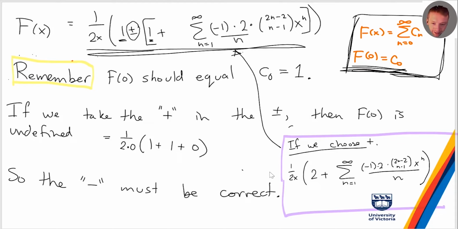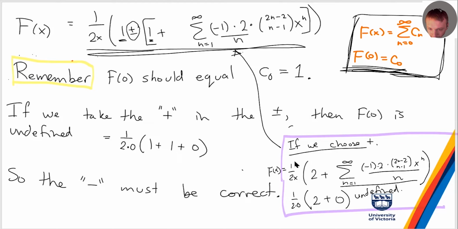But if f of x is this, then I claim that it's not going to be c0, and it's not even going to be defined. We're going to divide by 0, because if I plug in 0, I get 1 over 2 times 0 times 2 plus, and this thing is 0, because all of them have an x to the n, where n is at least 1, but that's not defined. So in particular, this cannot be f of x, because f of x at 0 should be c0. And here, this choice of f of x is undefined, so it can't be correct. It has to be wrong. So the minus sign has to be right. I know it's kind of a weird argument, but is that better?